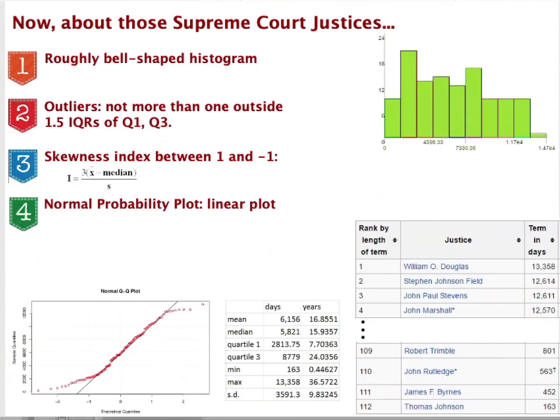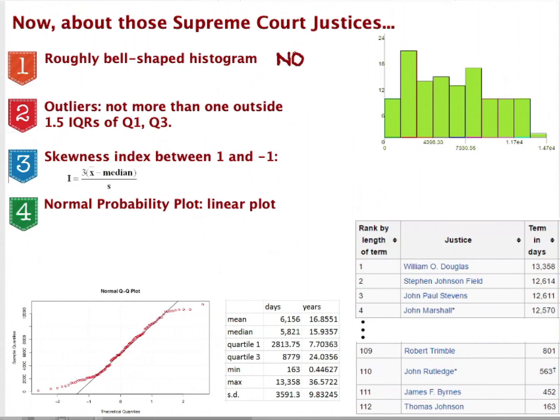So we were wondering, should we have been assuming for the Supreme Court justices that those were approximately normally distributed? Well, I took all that data, I made a histogram. Would you call that histogram roughly bell-shaped? I don't think I would.